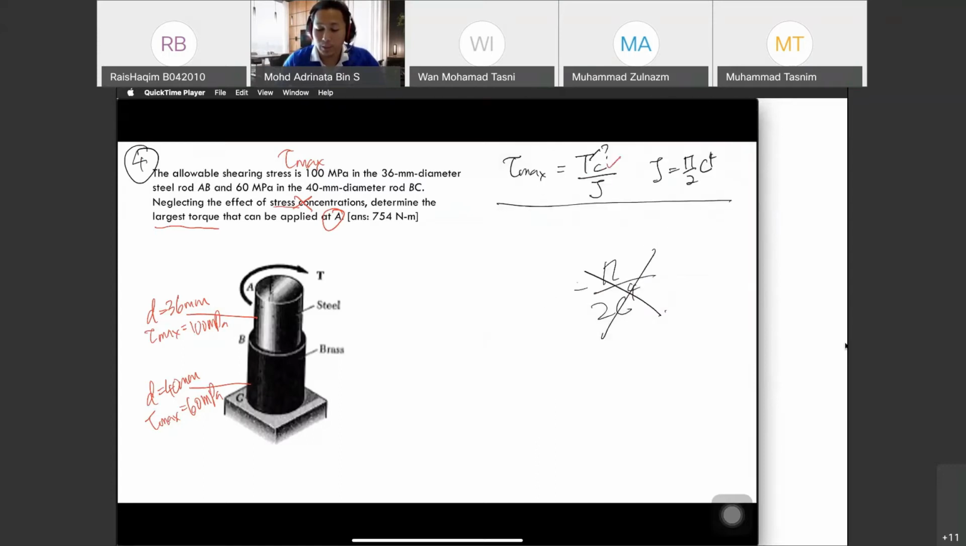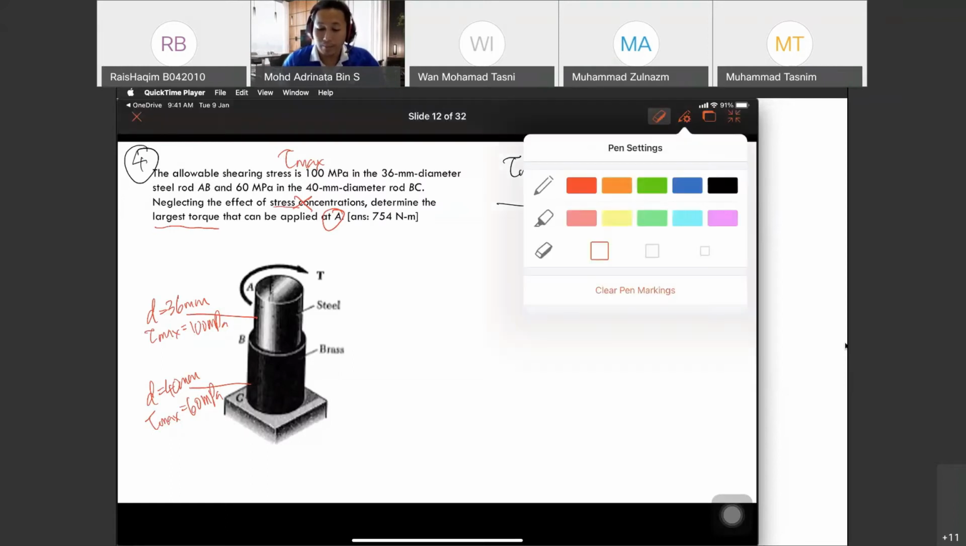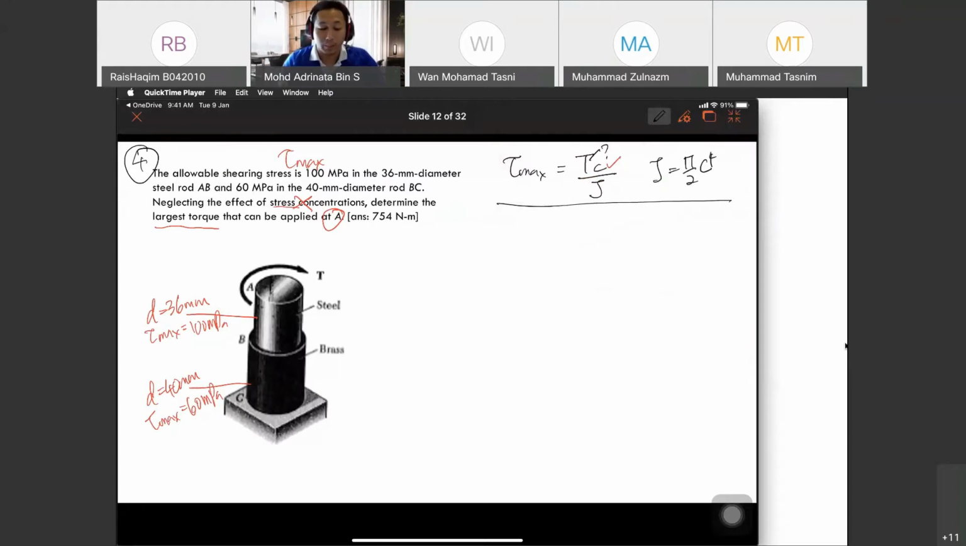Saya pun tulis secara berulang-ulang supaya awak ingat. Jadi saya harap a silly mistake tu takkan berlaku lah.